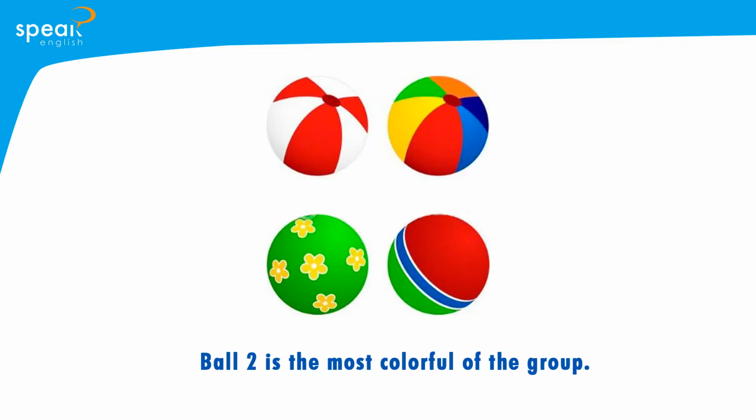Now, here you have more than two balls. Let's see a sentence with a superlative adjective. Ball number 2 is the most colorful of the group. Did you hear that? The most colorful. With superlatives, we don't use er, or we don't use more. Let's see what we add to the adjective when we are comparing more than one object.